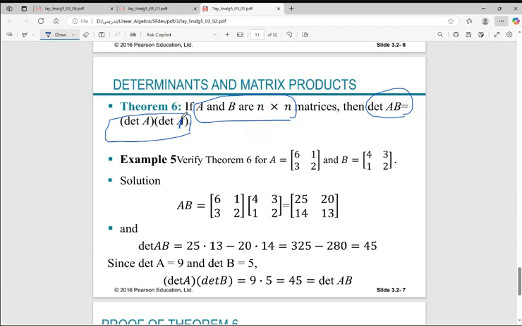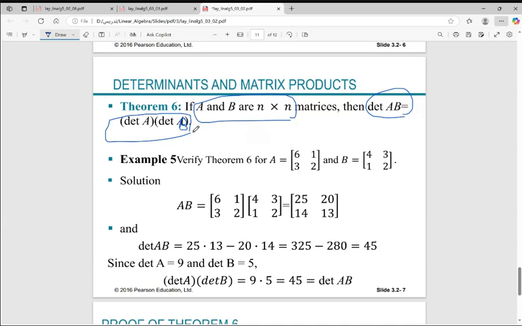In this slide, there is a mistake. The second A over here should be B. So determinant of AB equals determinant of A times determinant of B. So you can correct this mistake. Determinant of AB equals determinant of A times determinant of B. Right?